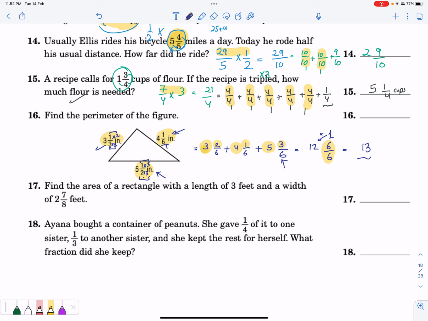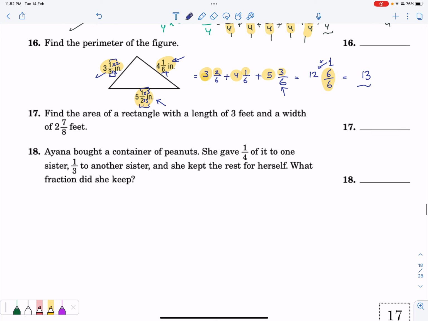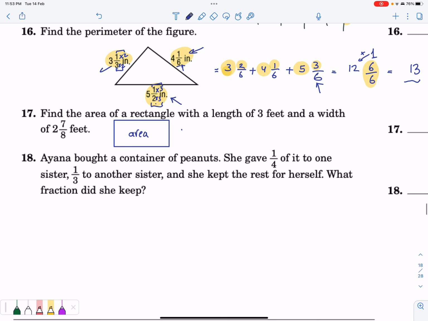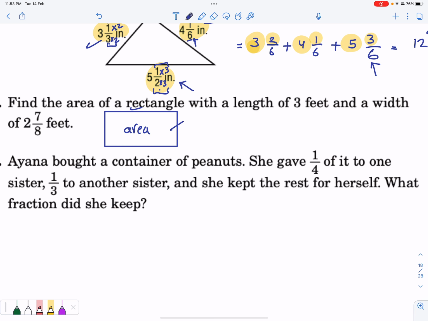Okay. Question 17 says, find the area of a rectangle with a length of 3 feet and a width of 2 and 7 over 8. So we know that when we have a rectangle and we want to find the area, I know that we're not talking a lot about geometry, but we will talk about it soon. This is just common information. If we want to find the area of a rectangle, we need to multiply this side by this side.